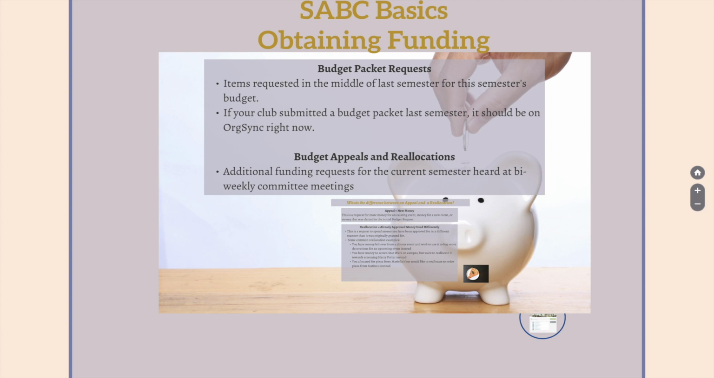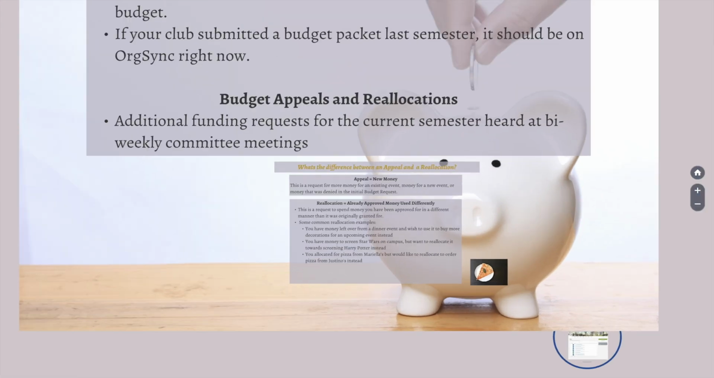SABC Basics. Obtaining funds. There are 2 ways that you can obtain funding through SABC. One is through the budget packet requests. These are items requested in the middle of last semester for this semester's budget. If your club submitted a budget packet last semester, it should be on OrgSync right now in the Files tab. There's also budget appeals and reallocations.